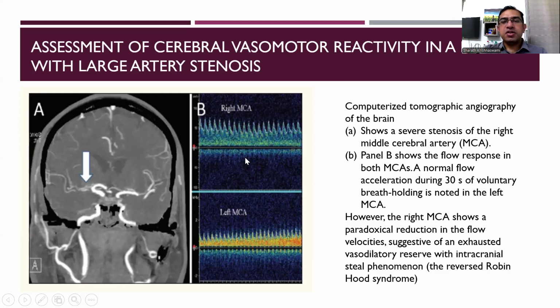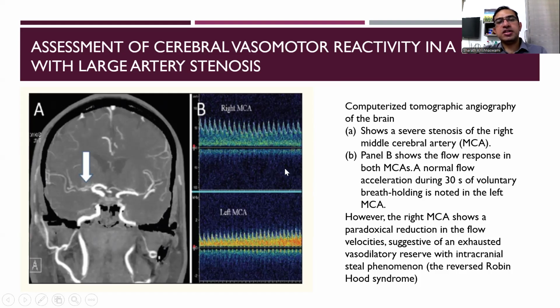So you see a normal flow in the left MCA during 30 seconds of voluntary breath holding, whereas if you compare it to the right MCA, it shows a paradoxical reduction in the flow velocities, which shows an exhaustion of this vasodilatory reserve due to intracranial steal phenomenon. This is the reverse Robin Hood phenomenon.